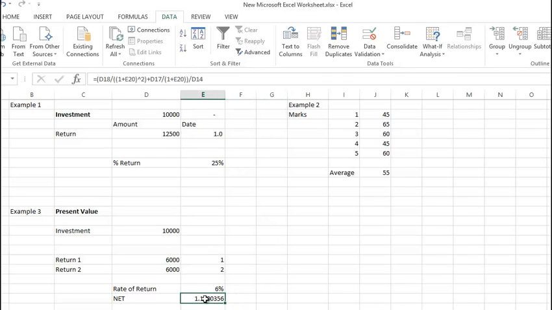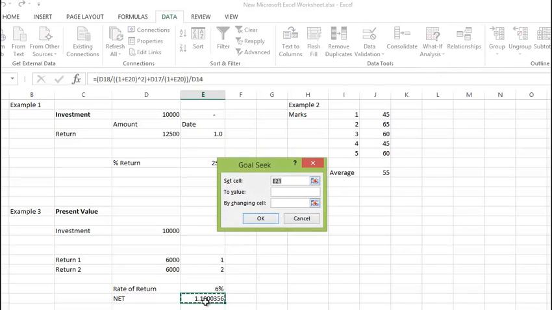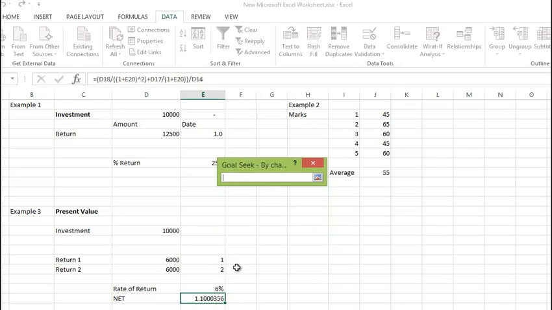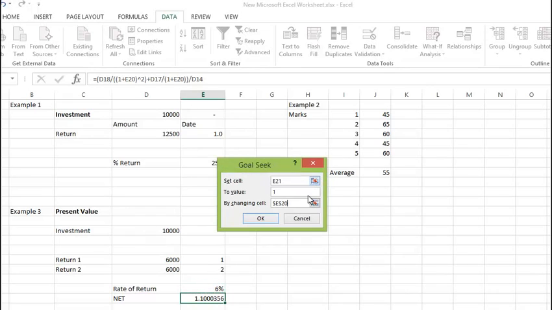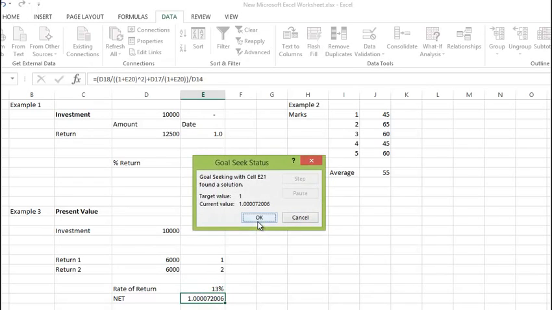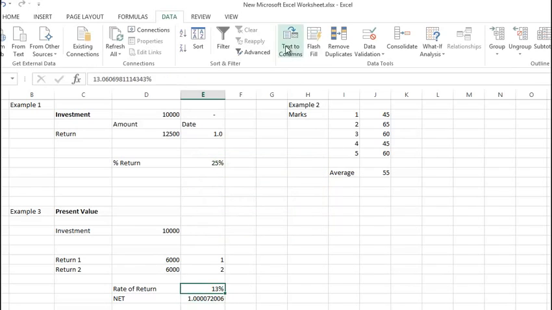Now I want to calculate the exact rate of return, because this is not 1, this is 1.10. That means 6% is not the rate of return. To calculate the rate of return, you again go to what if analysis, click goal seek, set the cell value, this, to be equal to 1 by changing cell 6%, and then click OK. Now it will recalculate everything and give you an approximate figure of 1.000000 and a rate of return of 13%.